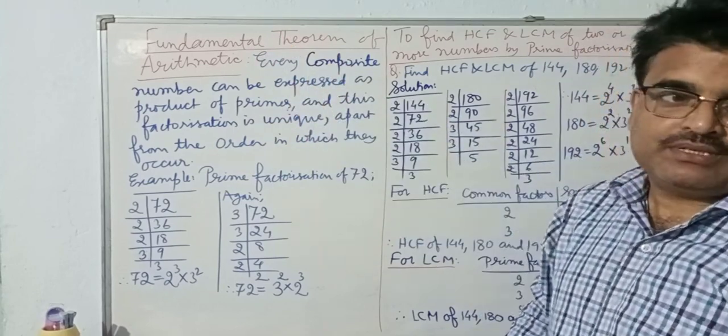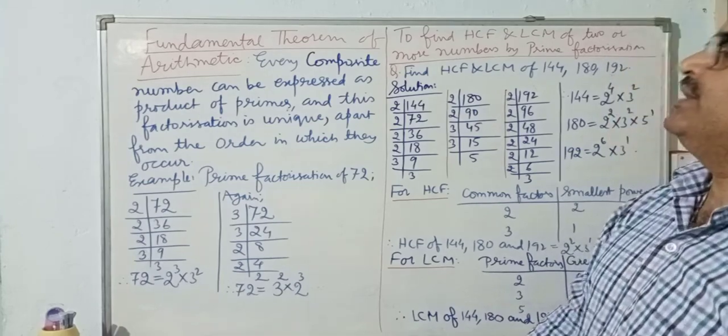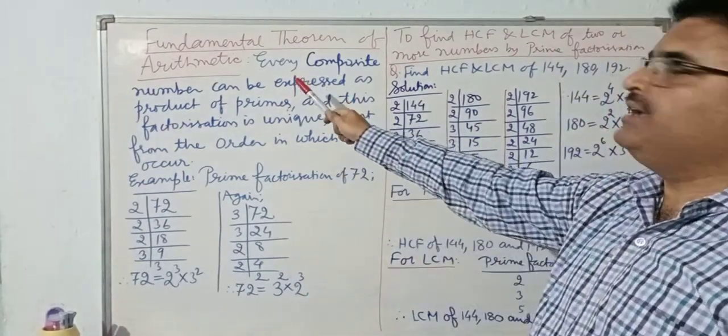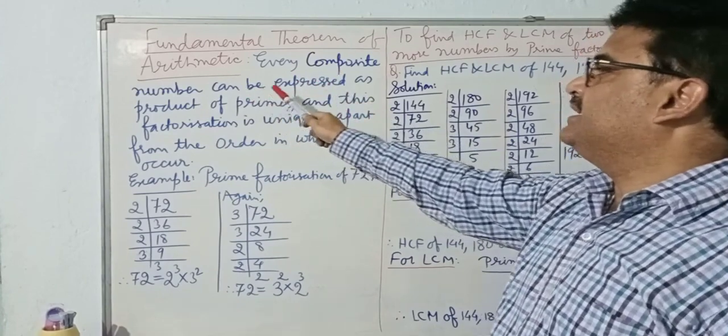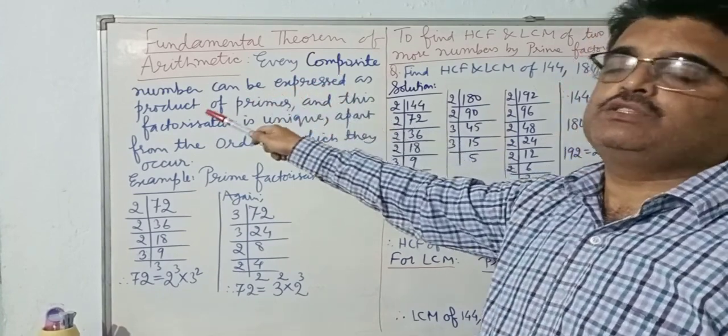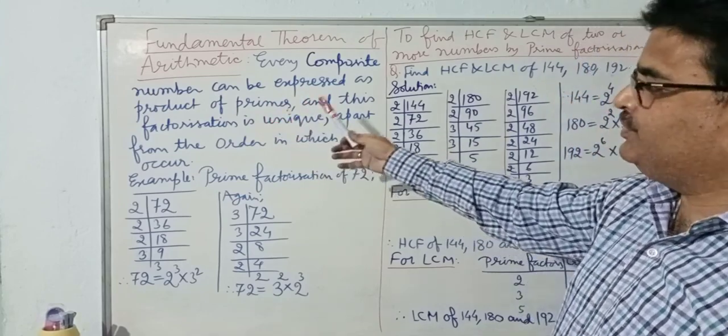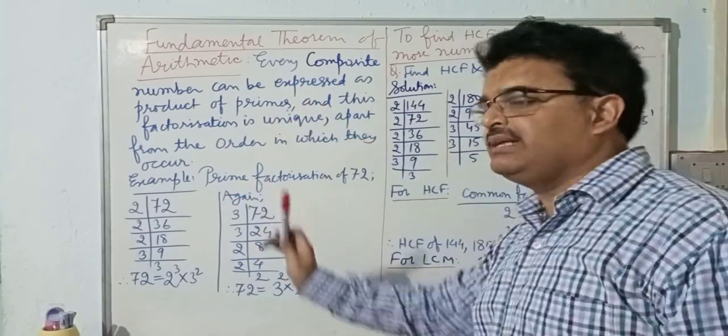We know composite numbers are numbers which have more than two factors, and it states that every composite number can be expressed as a product of its prime factors, and that factorization will be unique. You cannot change the prime factorization of that number.